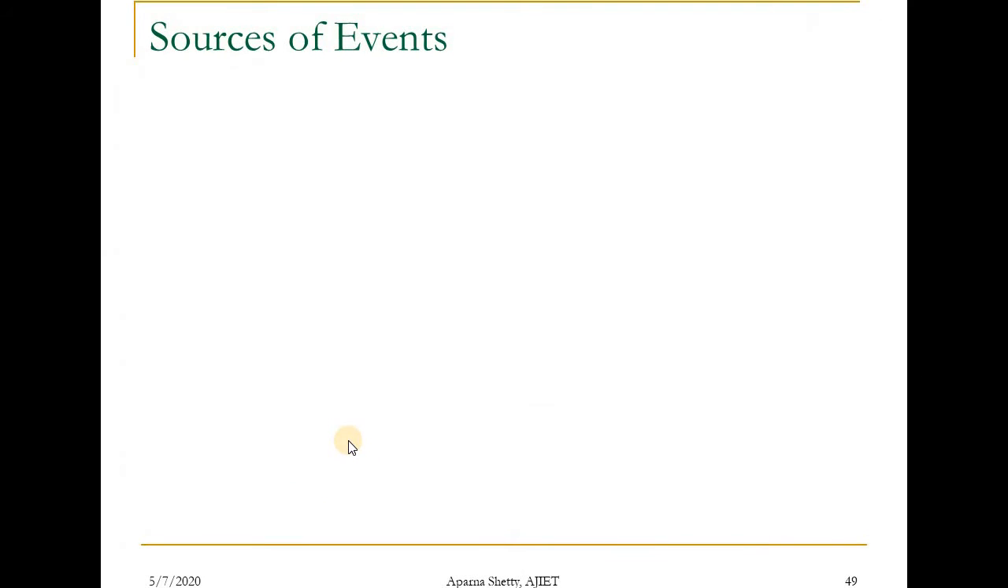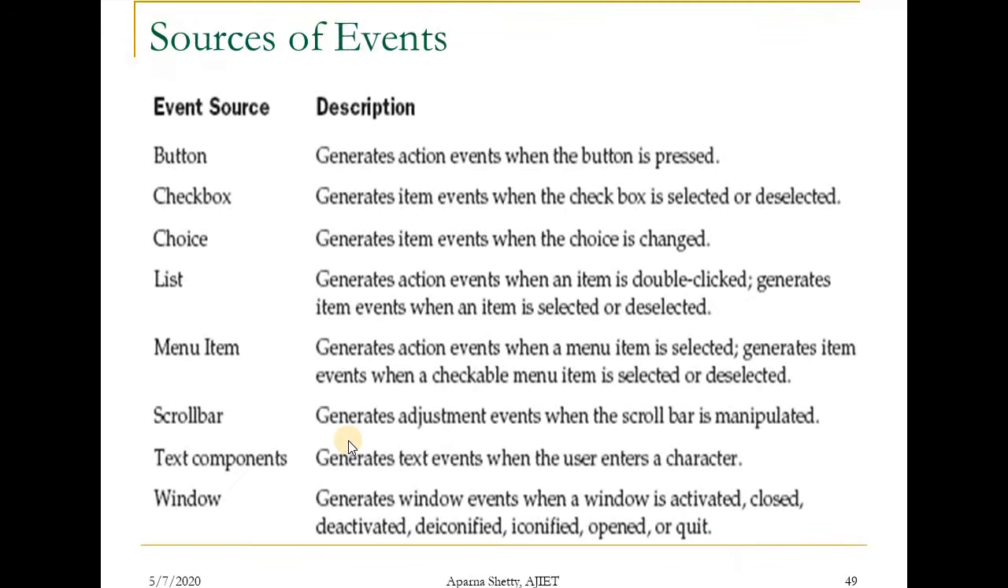The first topic is sources of event. Let us study the different sources of events. We have button, checkbox, choice, list, menu item, scroll bar, text components, and windows. These are the different sources of events. Button generates action events when the button is pressed. As soon as you press the button, it will generate an action event.